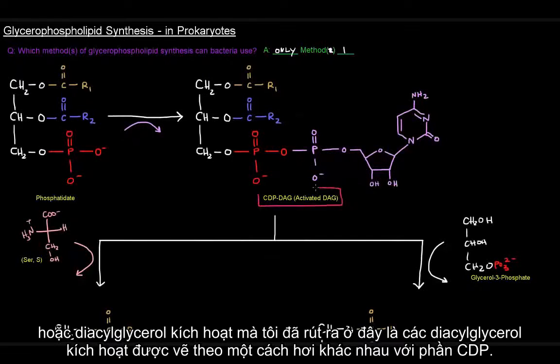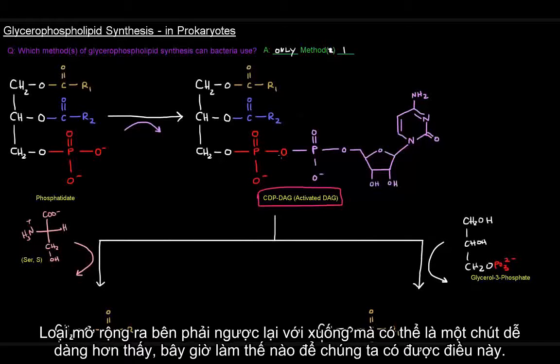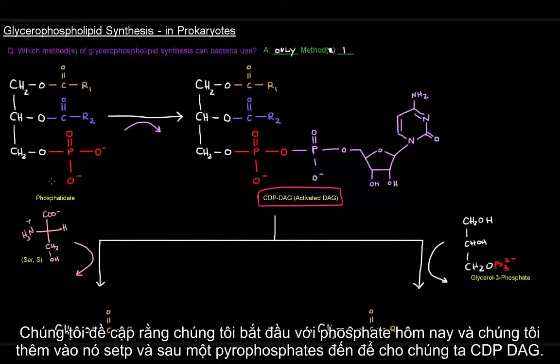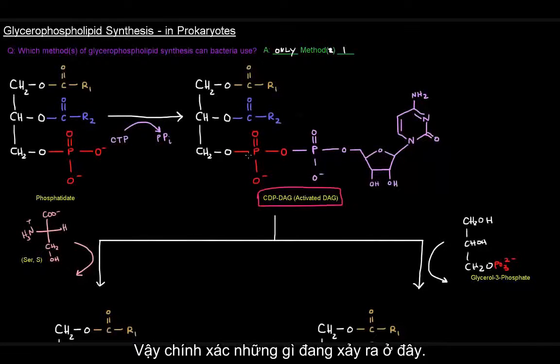The activated diacylglycerol. I've drawn it in a slightly different way here, with the CDP portion extending out to the right as opposed to down. That might be a little bit easier to see. Now, how did we get this? We mentioned that we started with phosphatidate and we added to it a CTP, and then a pyrophosphate came off to give us the CDP-DAG.